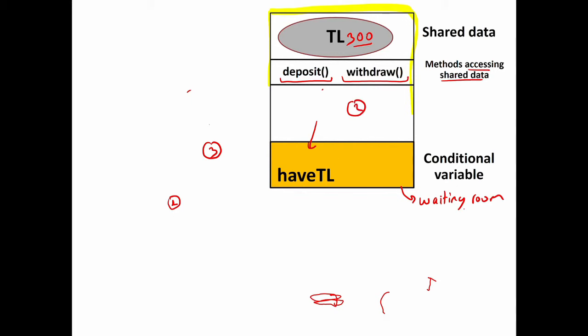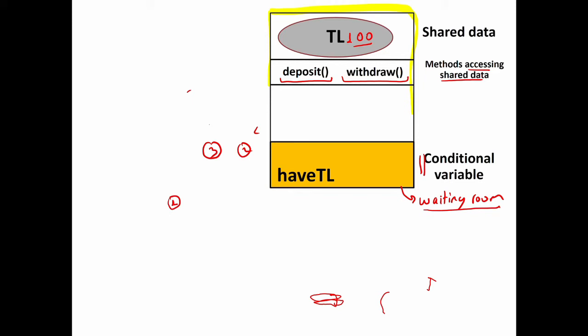Now, 2 was trying to withdraw 200 liras, right? So he was executing withdrawal, and now he would find 300 liras. He would then complete his job. That means I have only 100 lira left, and then he would be done. So this is the idea of a conditional variable. A conditional variable is basically a waiting room in which threads that cannot complete their job would wait on a condition. In this case, our condition was having sufficient Turkish lira.